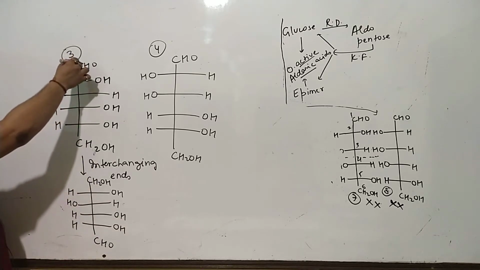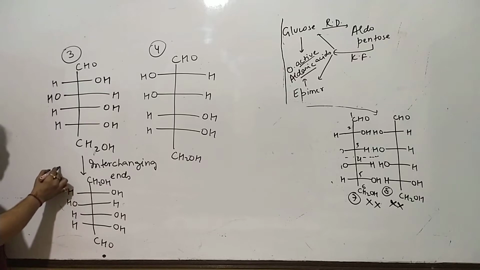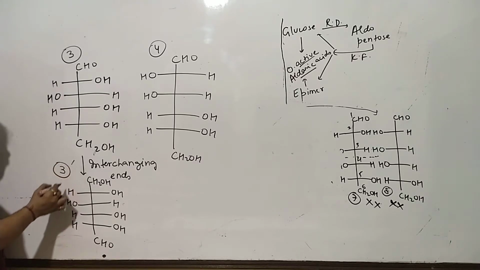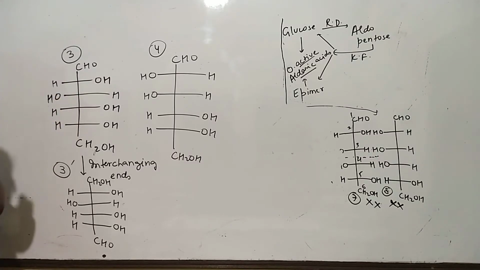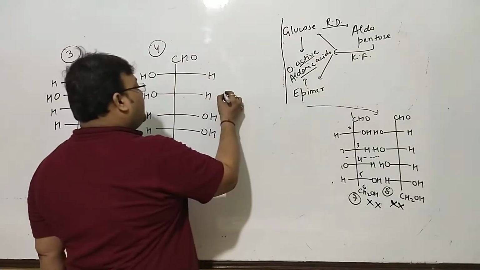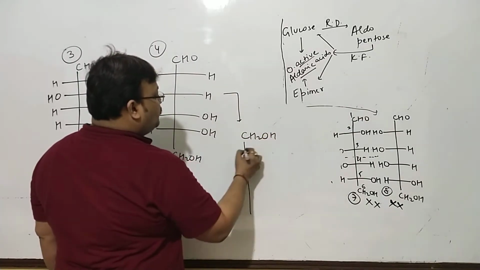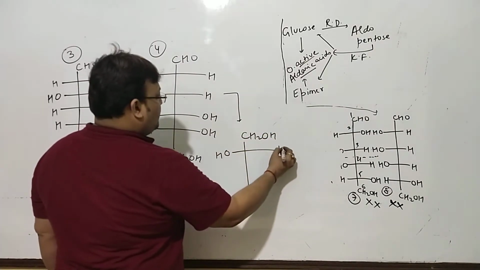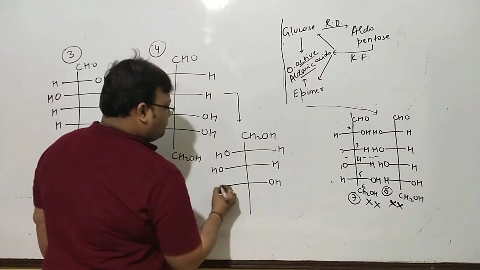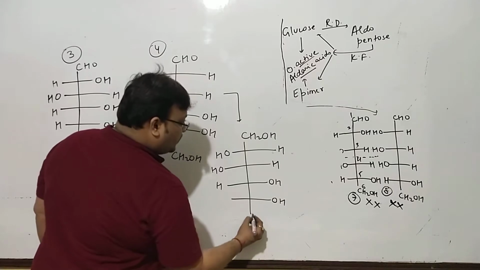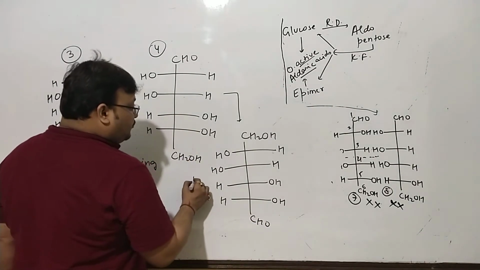If this becomes CH2OH by reduction and this becomes CHO by oxidation, 3 will give you 3 prime by interchanging the two ends. And naturally 4 will give you this getting reduced to CH2OH, and this will get oxidized to CHO. 4 will give you structure 4 prime.